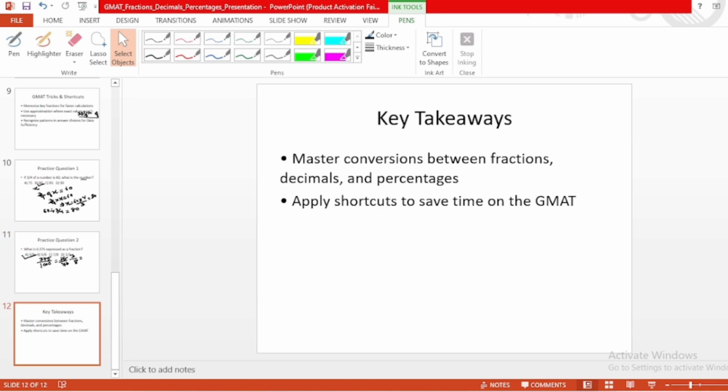Now the key takeaways of this session: you have mastered the conversion between fractions, decimals and percentages. That table you remember, you may store it. I will provide it in our group. So friends, apply shortcuts to save time and increase your accuracy in GMAT.